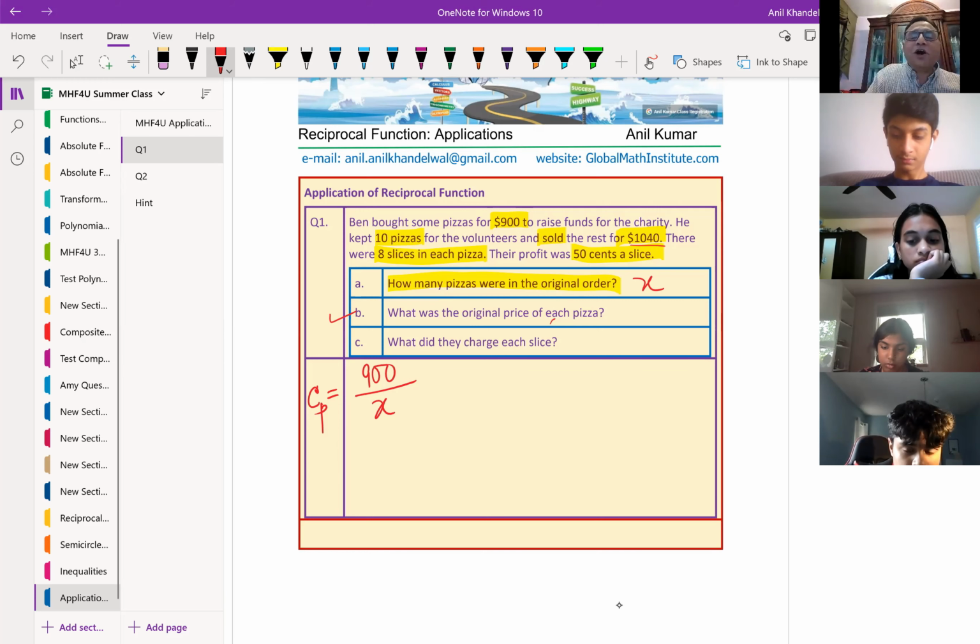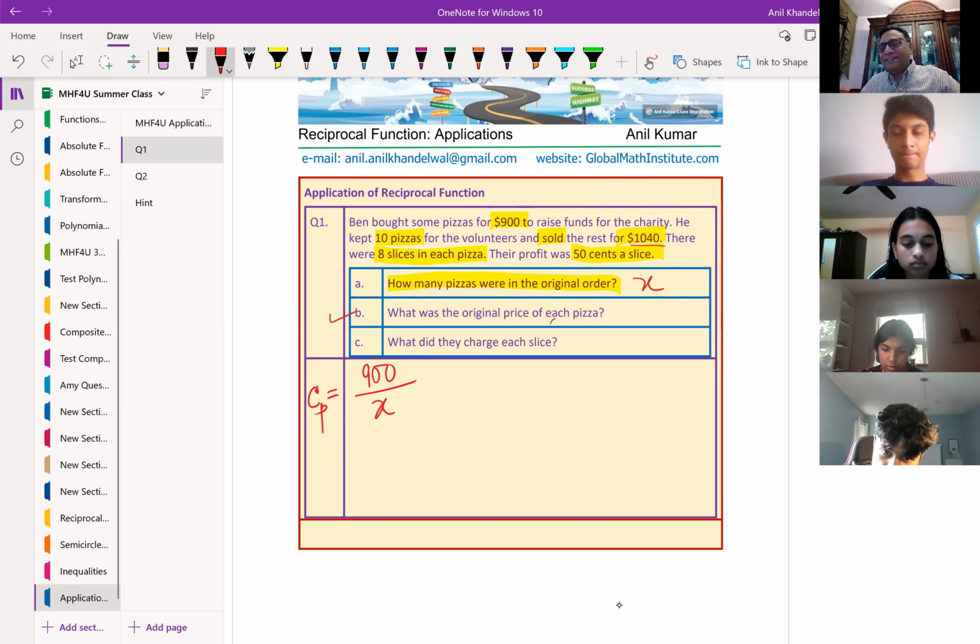Now, when it says how many pizzas were originally ordered, we are saying X pizzas were originally ordered. What was the original price of each pizza? Definitely 900 divided by X will be the price. We don't know X now, but that is the price, correct? Then what did they charge each slice? Now the slice is coming, correct? Now, can you help me form an equation here?